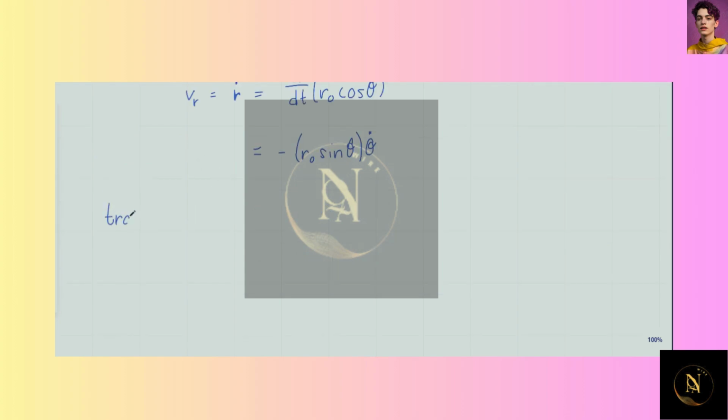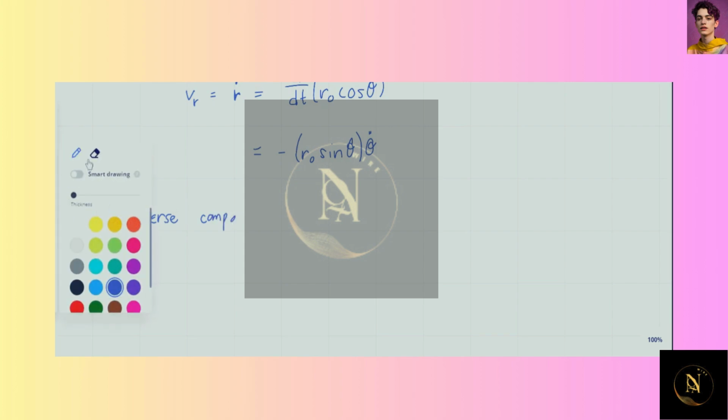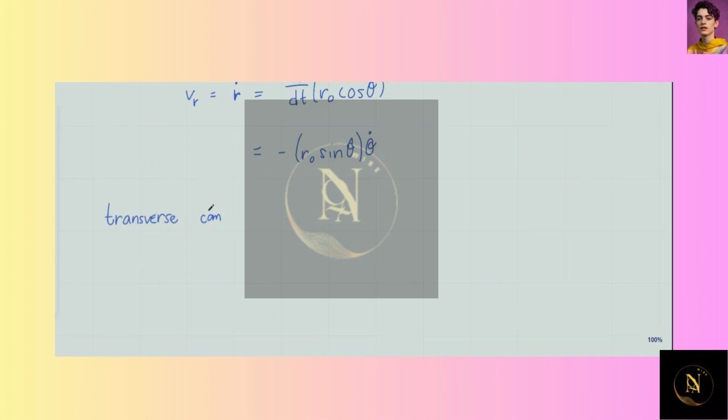And the transverse component of velocity is v theta. So v theta is equal to r theta dot. And r theta dot is r naught cosine of theta times theta dot, just the expression of r times theta dot.